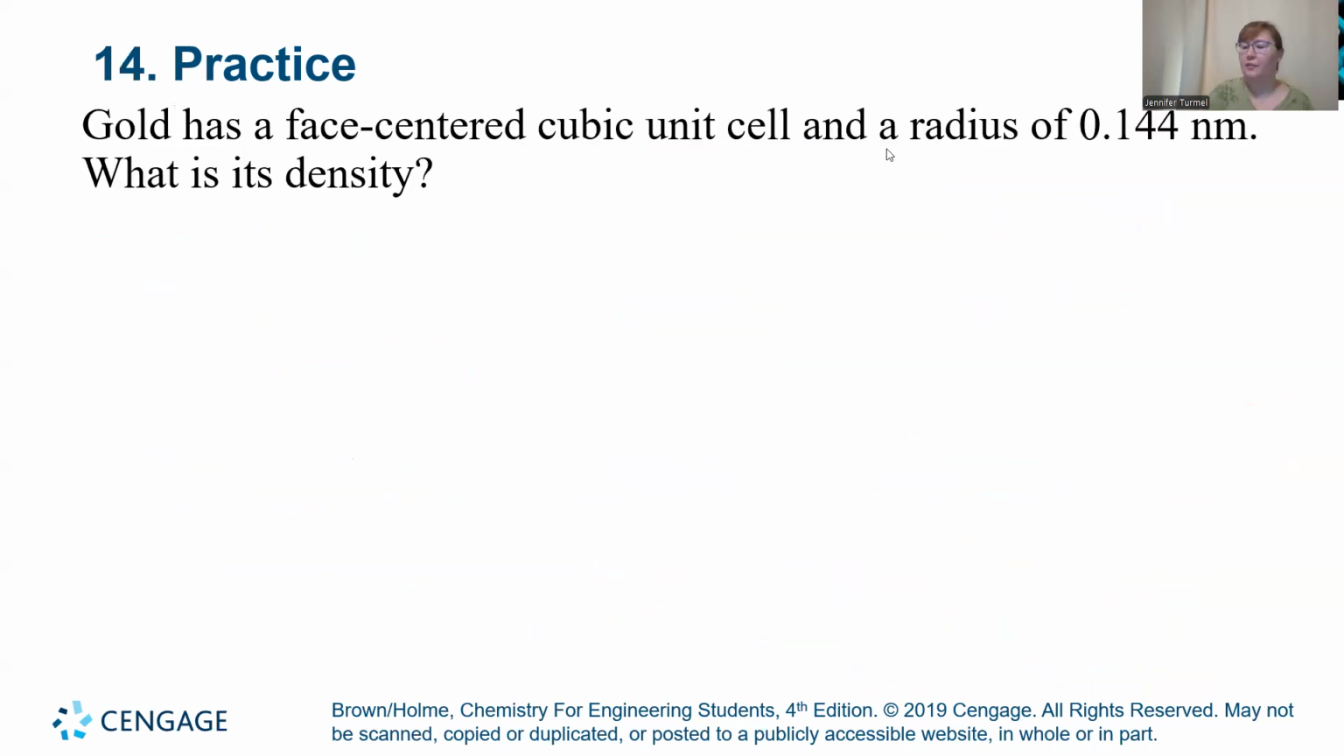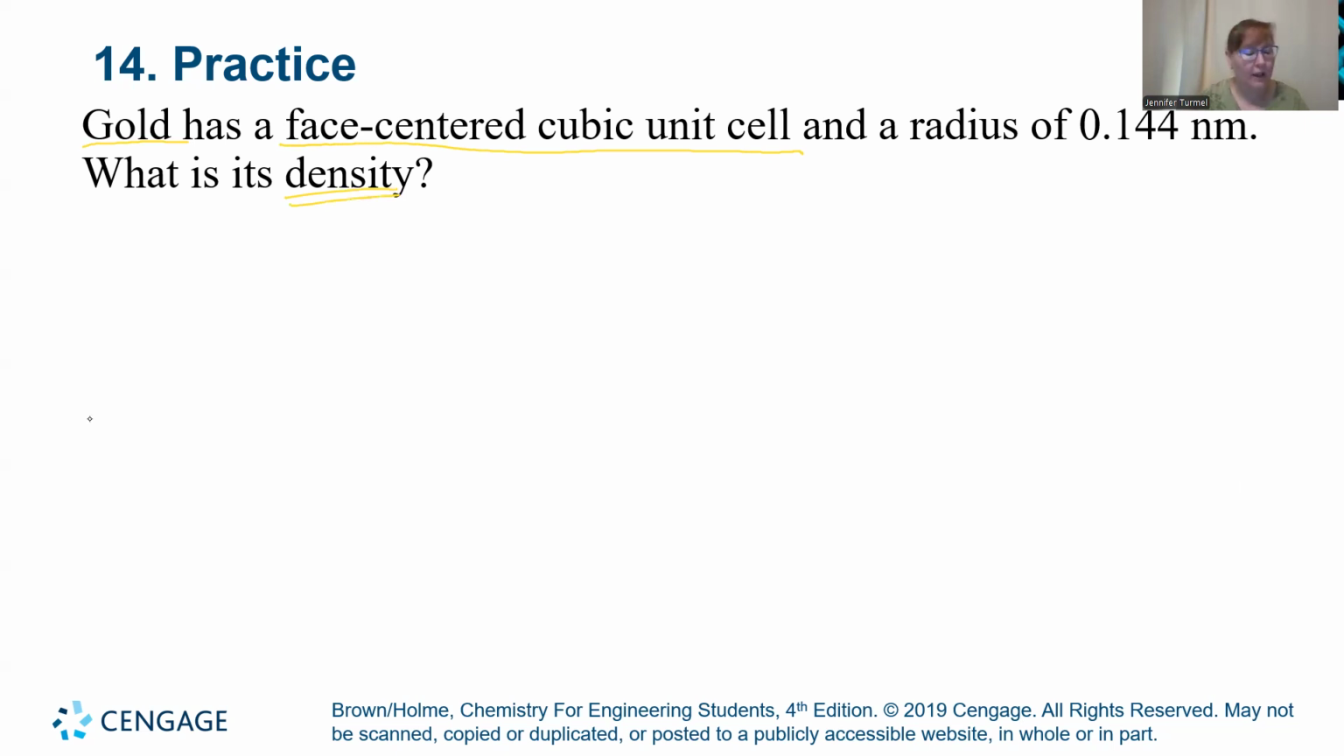All right, another fun challenge problem. Here we are talking about gold. Gold has a face-centered cubic unit cell and a radius, oh, if you can't see that, it's printed on your sheet, of 0.144 nanometers. And we want to know what the density of our unit cell is.